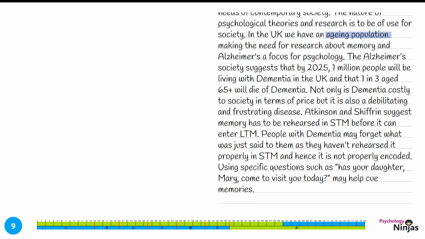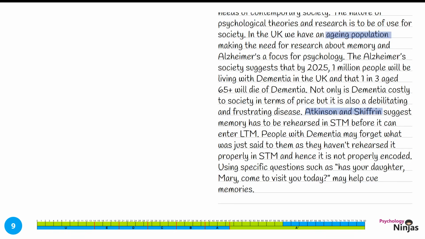Atkinson and Shiffrin suggest that memory has to be rehearsed in short-term memory before it can enter long-term memory. People with dementia may forget what has just been said to them, as they haven't rehearsed it properly in short-term memory, and hence it has not been properly encoded. Using specific questions, such as "Has your daughter Mary come to visit you today?" may help cue memories. We've linked the impact of dementia back into our psychological knowledge, and here we're talking about Atkinson and Shiffrin and the multi-store model.